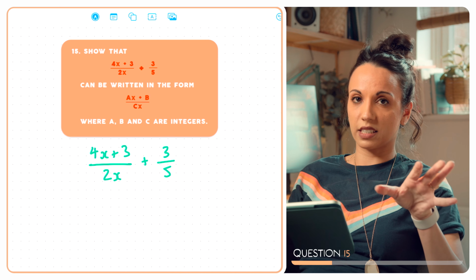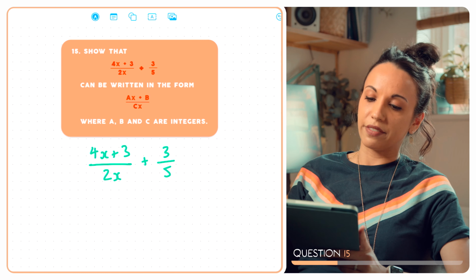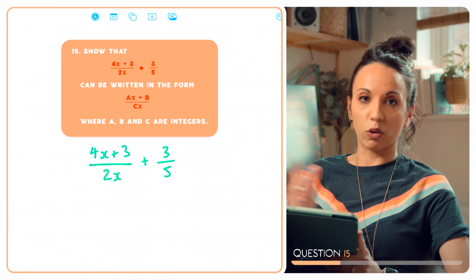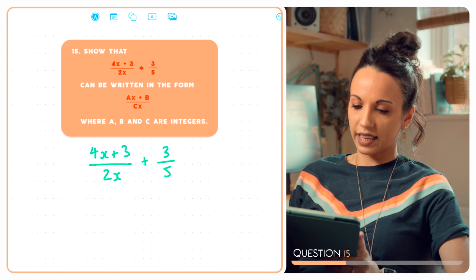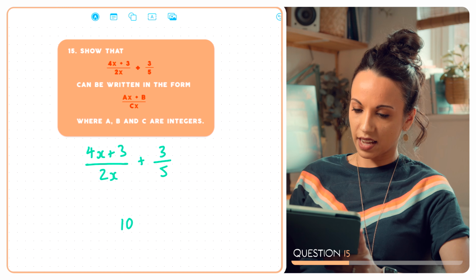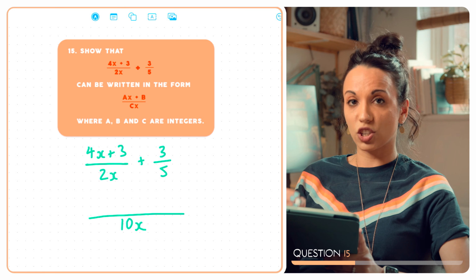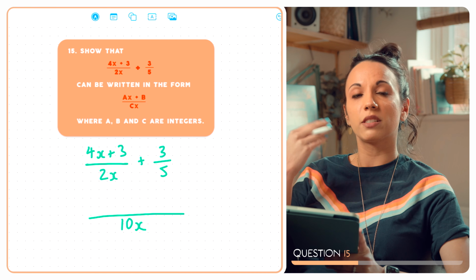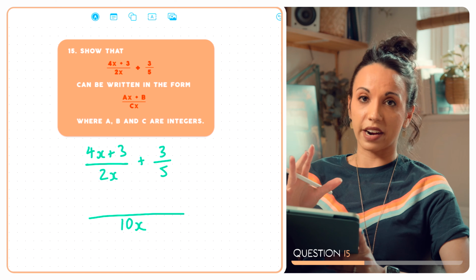So we need the denominators of the fractions to be the same in order for us to be able to add them. And an easy way of finding a common denominator is just to multiply the denominators. So if we multiply 2x and 5, we're going to get 10x. So 10x is going to be our common denominator. But if we multiply the denominator of a fraction by something, we have to multiply the numerator of the fraction by that same number to keep the fractions equivalent.